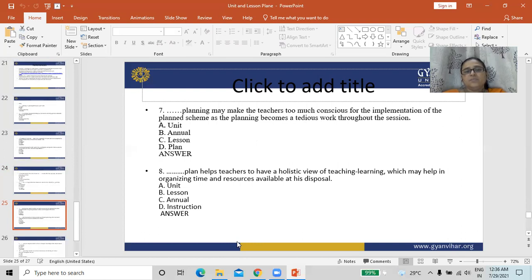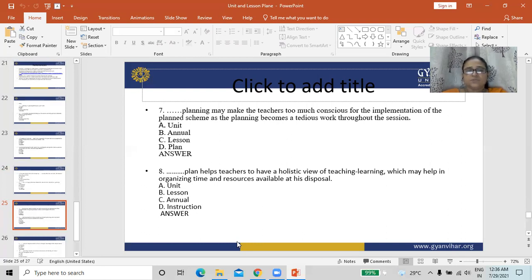Planning may make the teacher teach as a consequence of the implementation of the plan scheme, as the planning becomes a tedious work throughout the lesson. Option A, unit. Option B, annual. Option C, lesson. Option D, plan. Choose the appropriate answer.